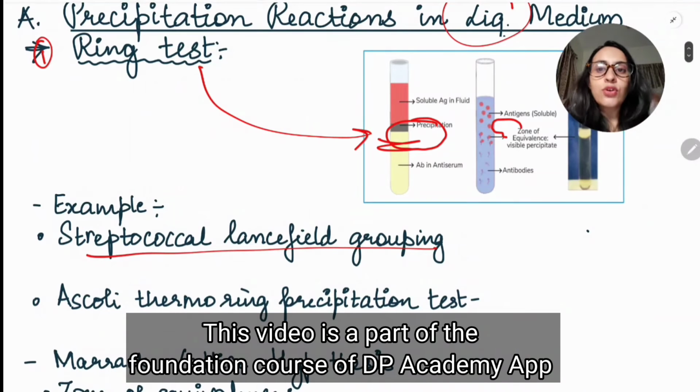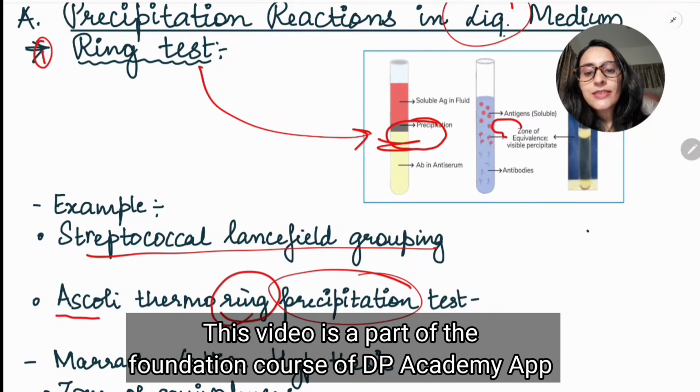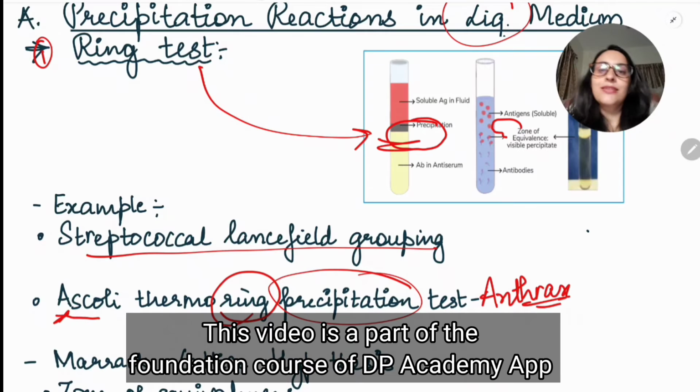Or for anthrax, there is also a precipitation test, and that is known as Ascoli's thermoprecipitation ring test. In this, the name itself tells that it is a precipitation test. Precipitation test means here the antigen is soluble. Another thing, the name itself tells about the ring. So ring is there. That means it is an example for a ring test. Ring test is a precipitation reaction when it occurs in the liquid media. We have two kinds, either ring or flocculation. So it is an example for precipitation reaction in the liquid media. It is the ring test, Ascoli's test. A for Ascoli and A for anthrax. So this test is done for Bacillus anthracis.